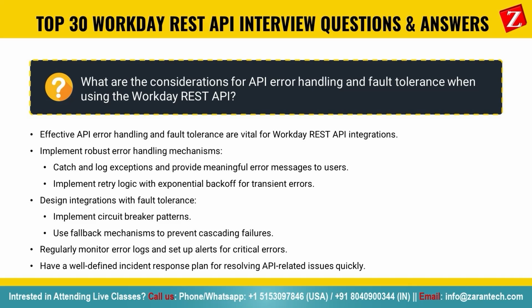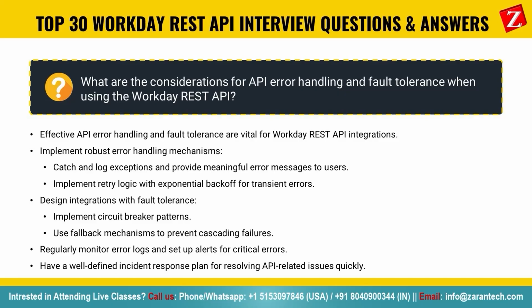Instead of immediately retrying failed requests, the system waits for progressively longer intervals before attempting again. Let's say a request to update a worker's information fails due to a temporary network hiccup. With exponential backoff, the system retries the request after a short delay, then gradually increases the delay with each subsequent attempt, giving the system time to recover.